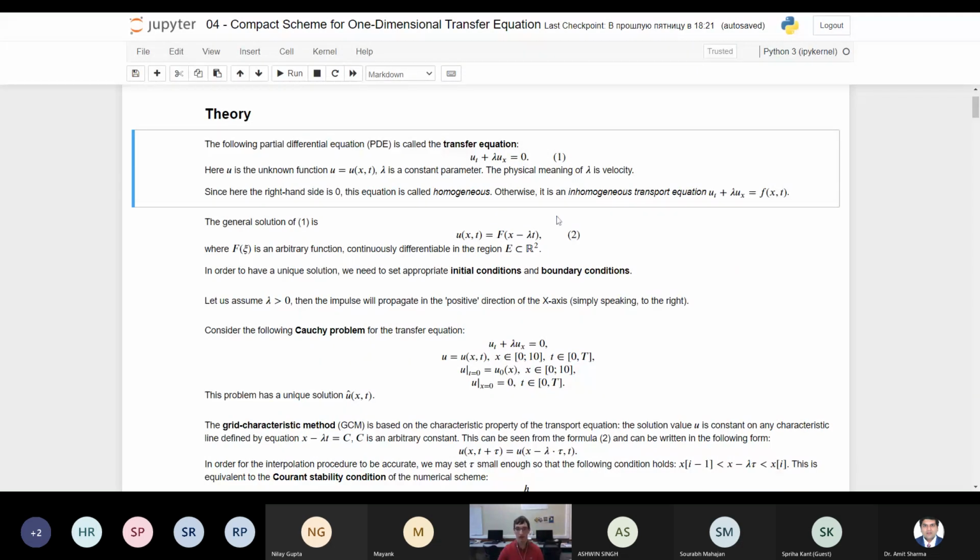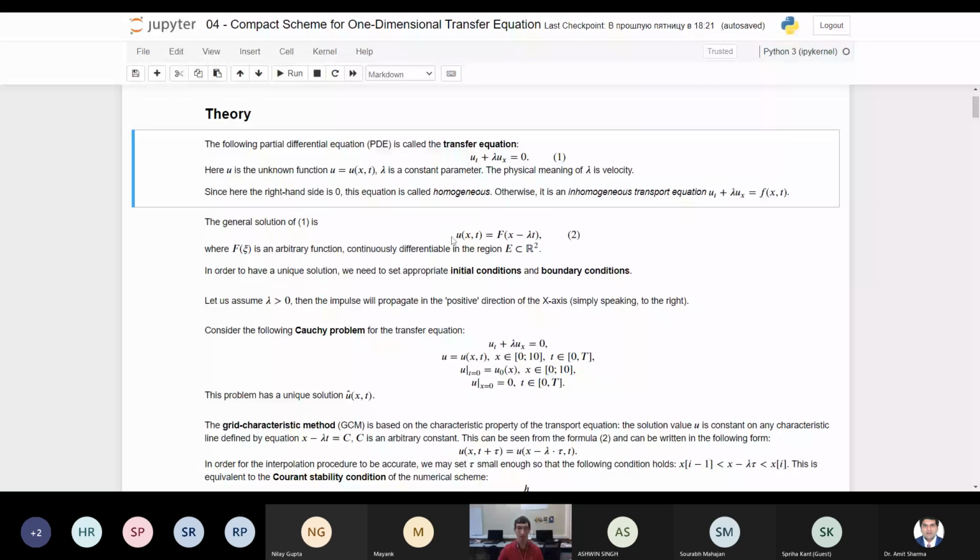In order to have a unique solution, which is typically what we expect from physical problems and different applications, we need to set appropriate initial conditions, meaning the value of the unknown function at the start time, and boundary conditions, because in numerical calculations, usually we have a limited bounded region. Therefore, boundary conditions are required.